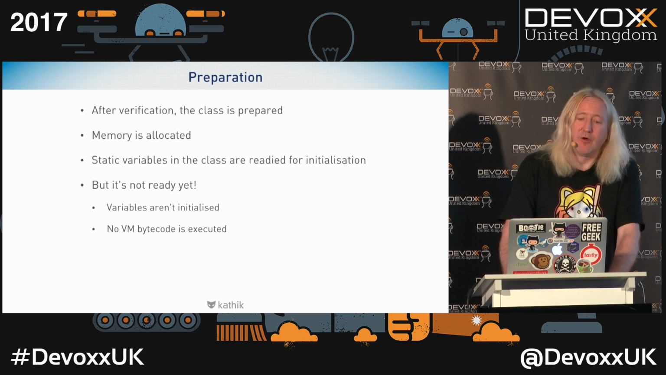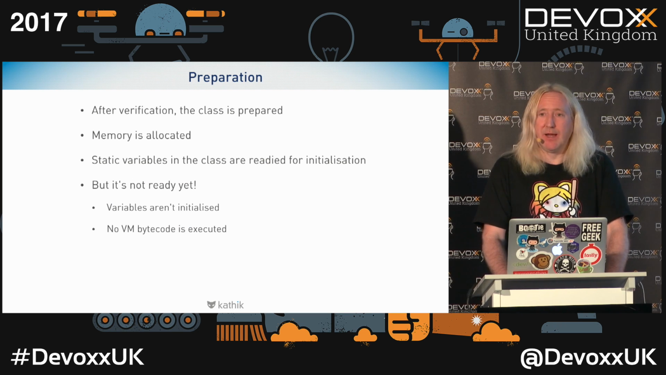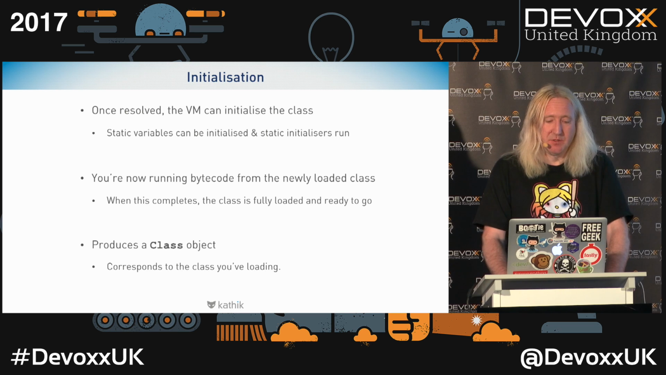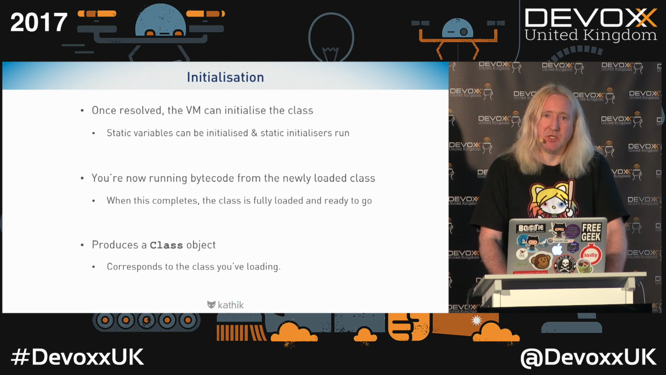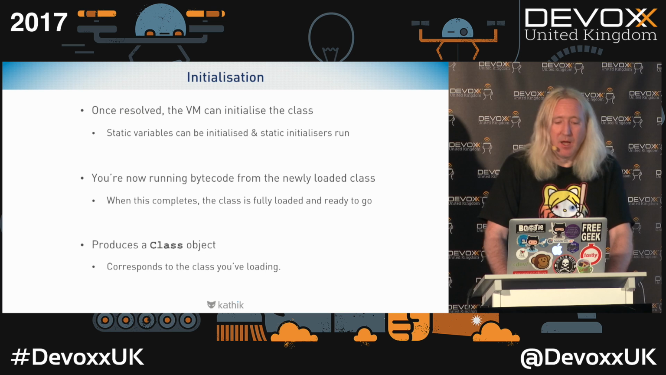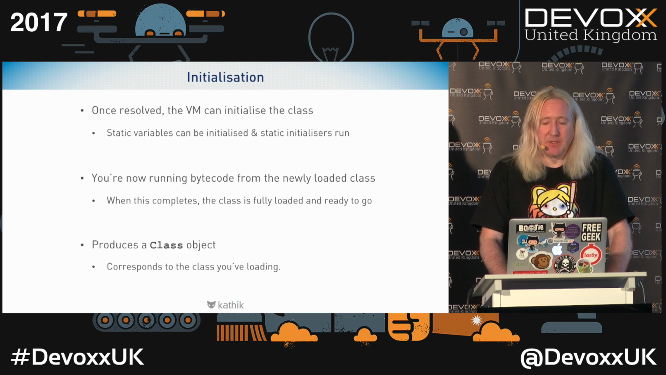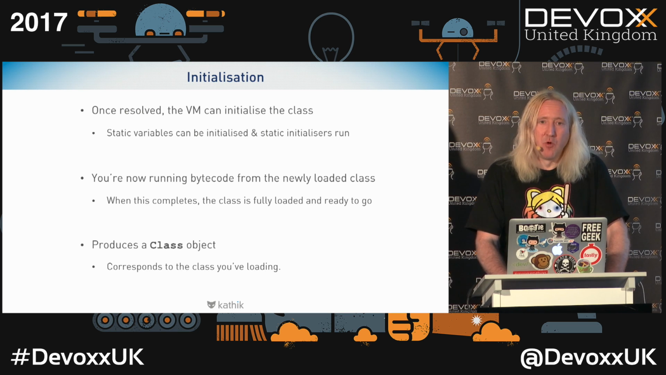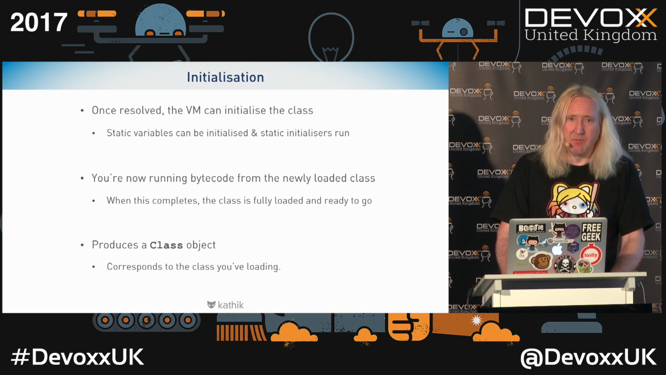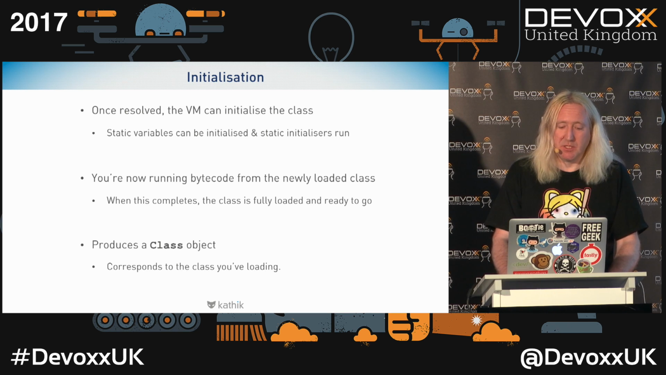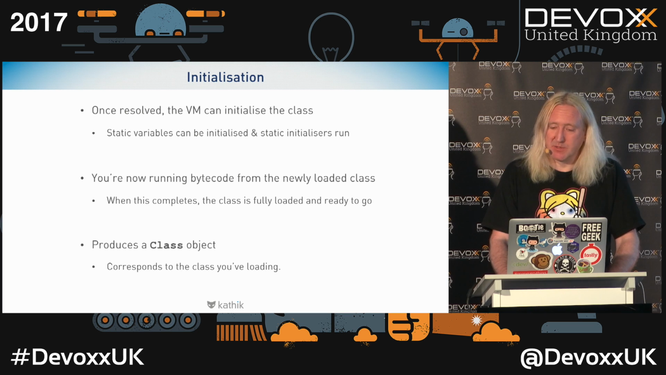Finally, after we've verified the class, we're ready to go. We can allocate memory for it. We can actually start to get ready, and then finally produce the class object, run the static initializers, and you're now ready to go. At this point, some aspects of the class are still not fully initialized. In particular, reflective aspects will be initialized lazily. So they won't be there unless you actually go and poke them. But the class object is fully usable at this point.